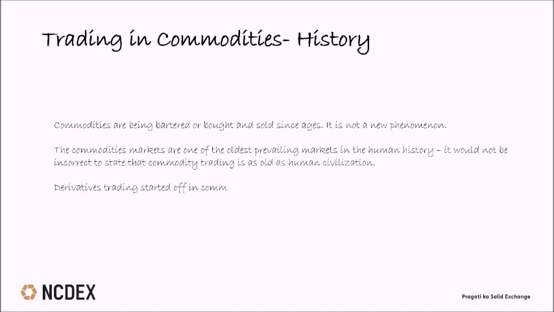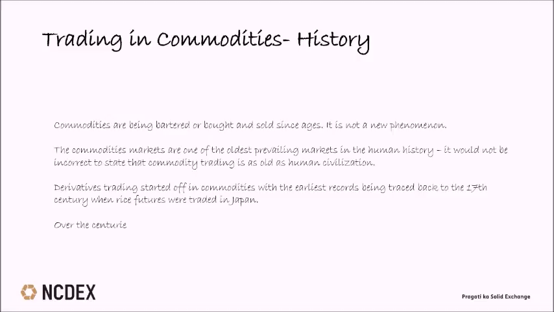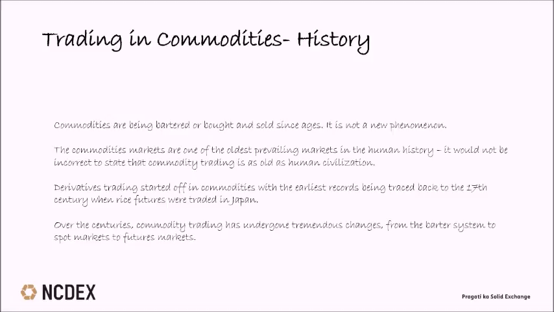Derivatives trading started off in commodities, with the earliest records being traced back to the 17th century when rice futures were traded in Japan. Over the centuries, commodity trading has undergone tremendous changes from the barter system to spot markets to futures markets. Let us look into this in detail.